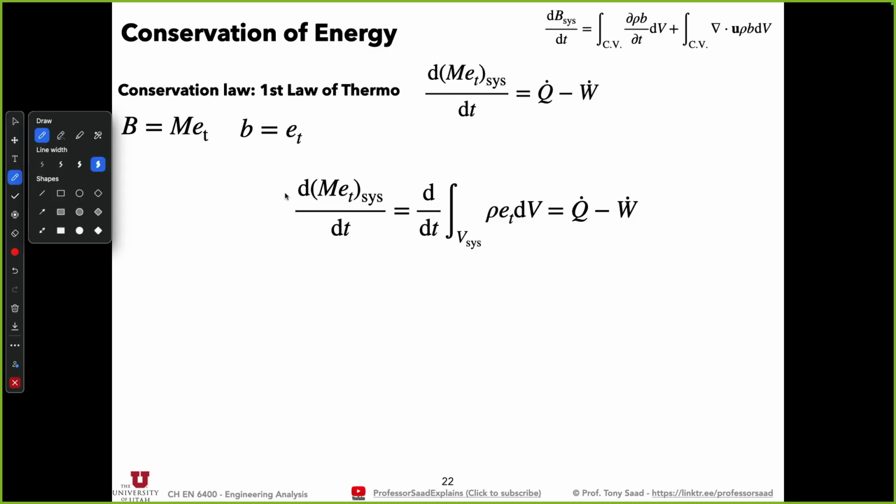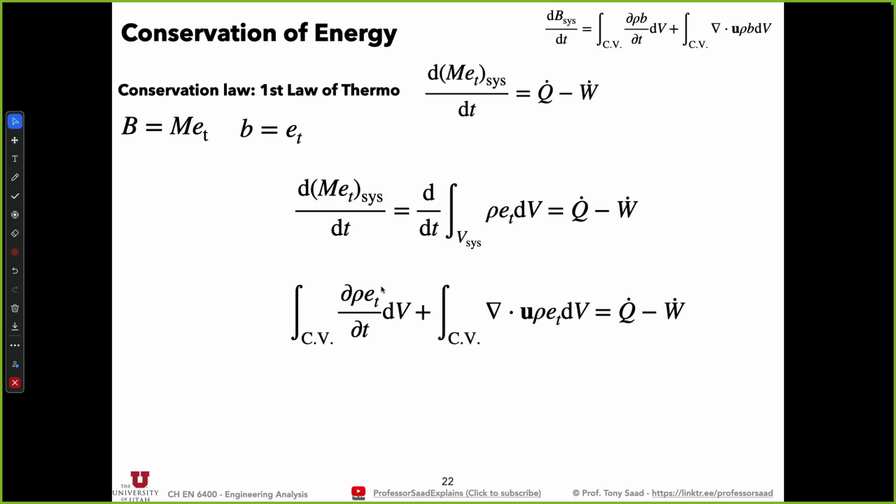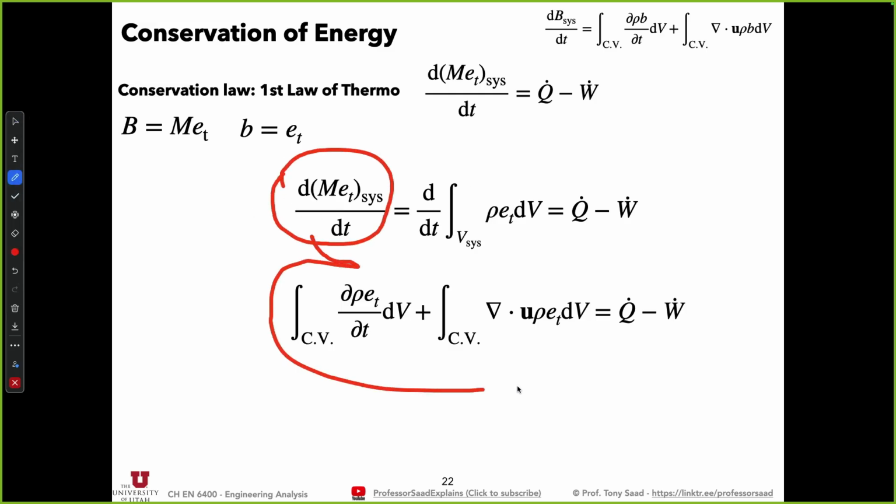So you look here. Sorry, let me clean this up a little bit. This is going from M e_t, which is the integral of rho e_t dV, and finally this gives us this form. So this whole thing is equal to these two here. That's the Reynolds Transport Theorem, the RTT. And the partial of rho e_t by partial t dV, etc., etc.